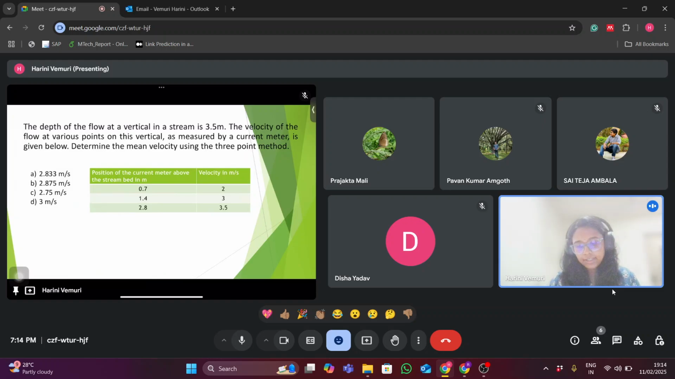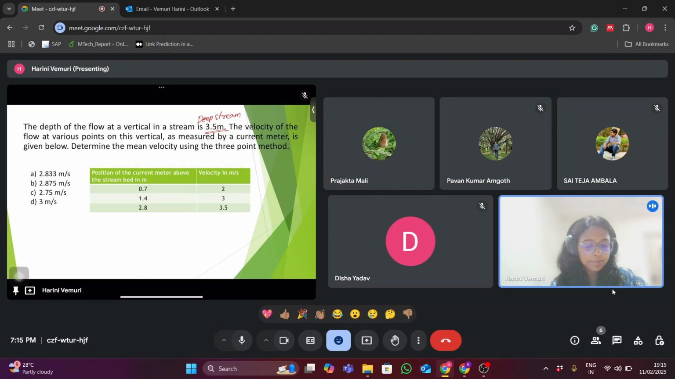Now coming to the next question, the depth of the flow at a vertical in the stream is 3.5 meters. So since the depth is 3.5, it's a deep stream. And the velocity of the flow at various points on the vertical is measured by a current meter and is given below. Determine the mean velocity using the 3-point method.